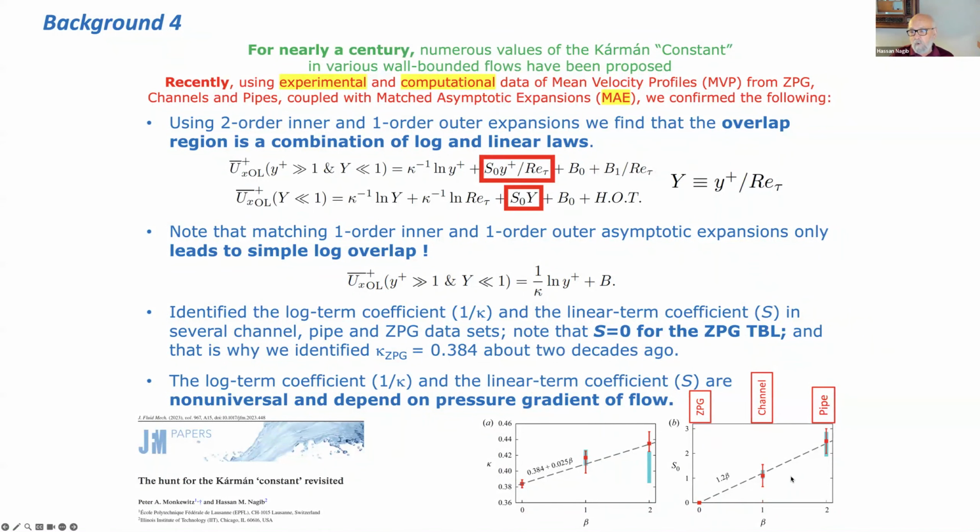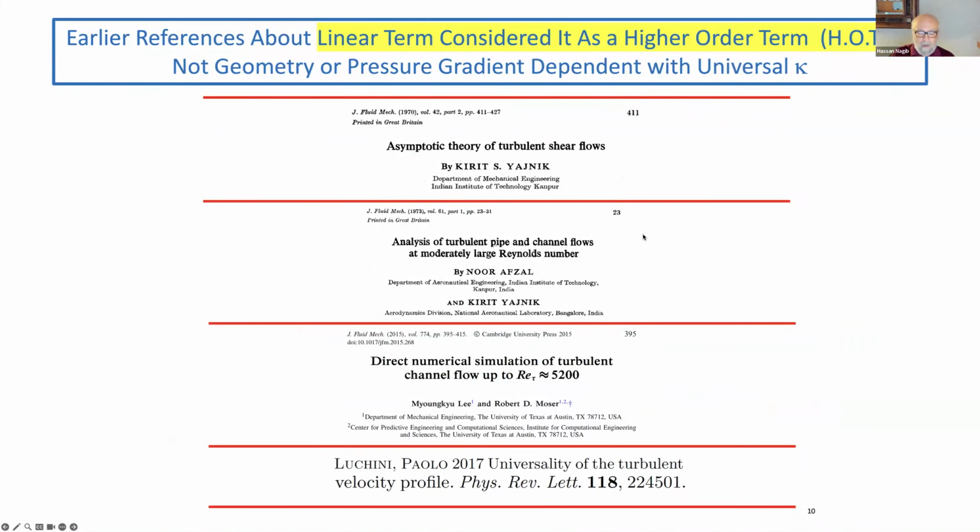I'll talk a little bit more about this curve. But you can already see that for a channel or for a pipe, the values of kappa and B are different. Kappa and S0, I'm sorry. All three, actually.